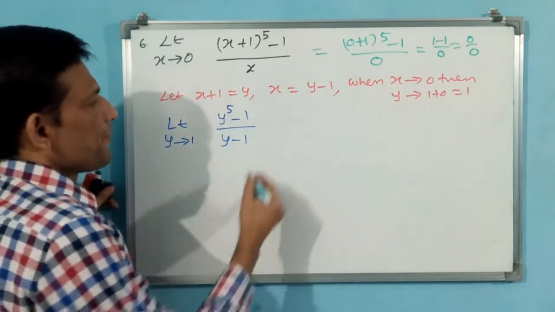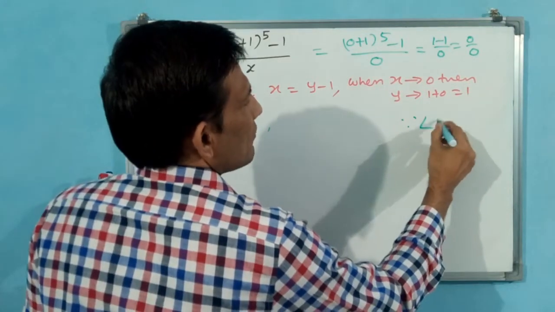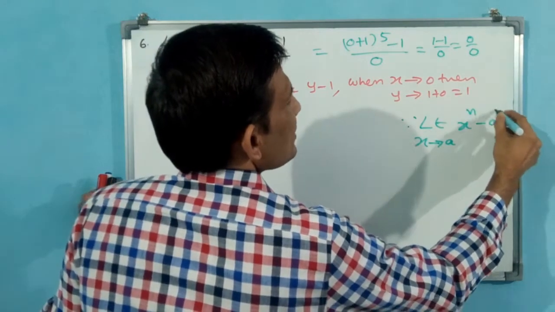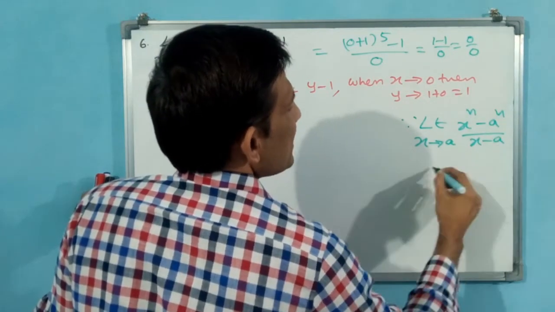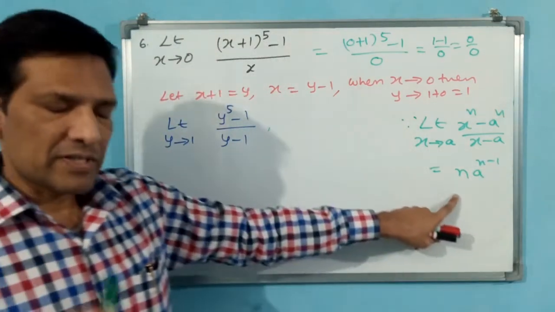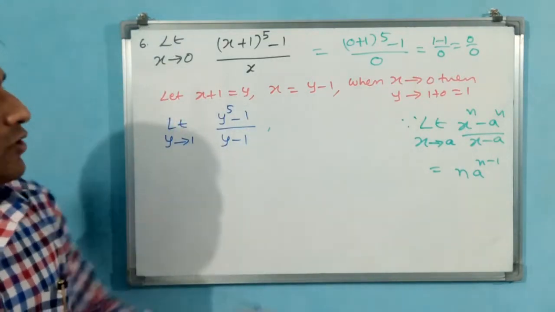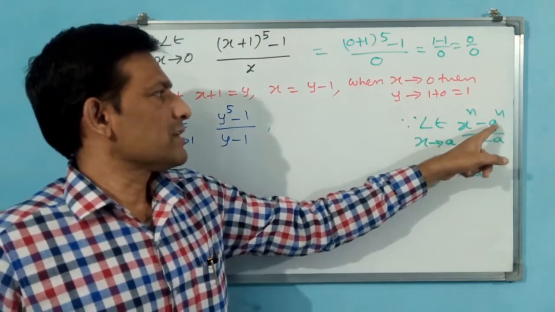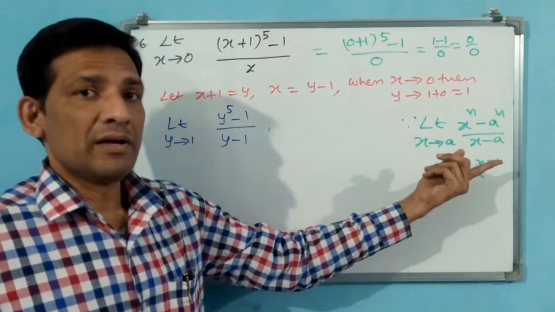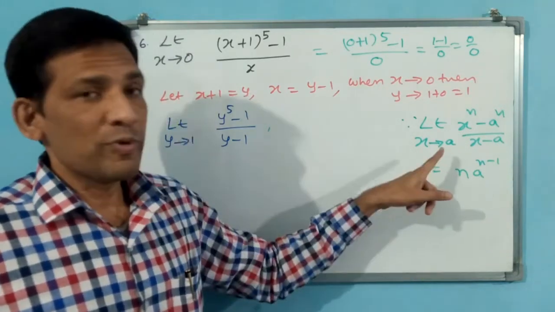What is that formula? Limit x tends to a, x to the power of n minus a to the power of n by x minus a is equal to n into a to the power of n minus 1. Okay. This result, first of all, you don't think. First you think whether this is in this form or not. If this form comes, this is also 0 by 0 form only, but algebra. Then you can convert this into n a to the power of n minus 1.